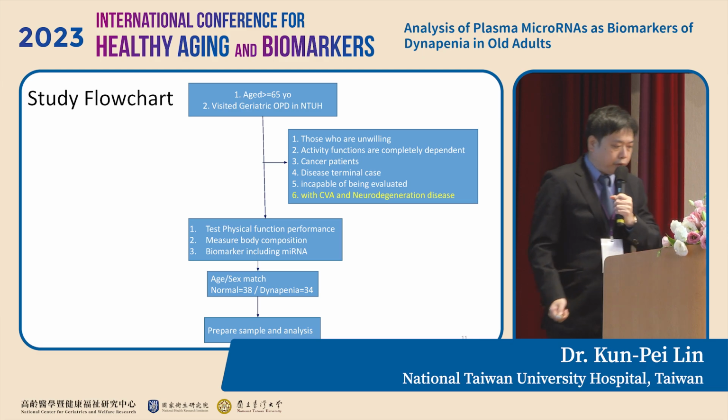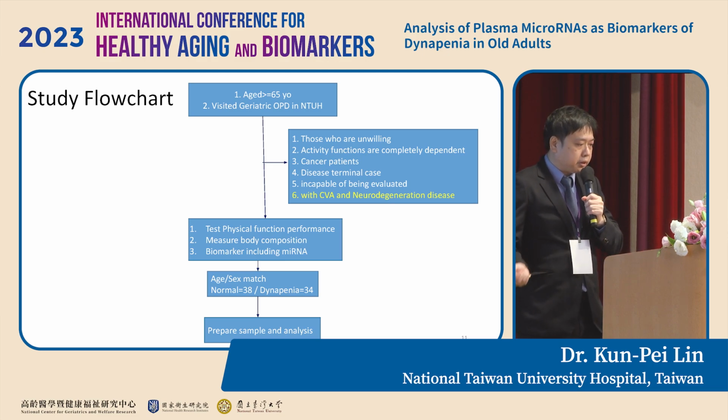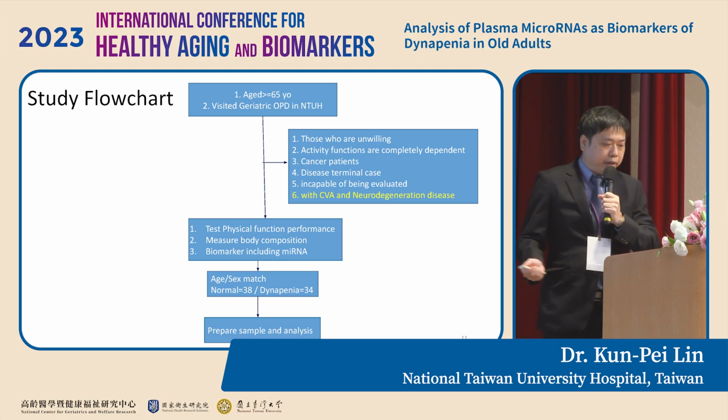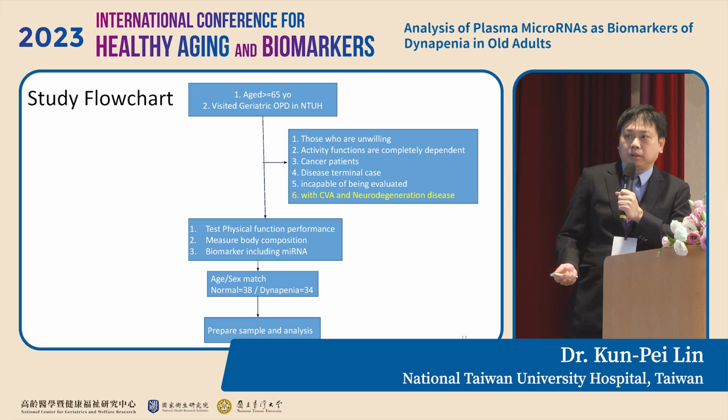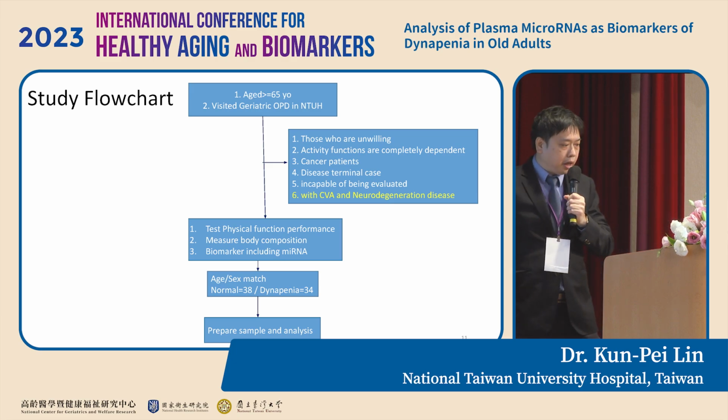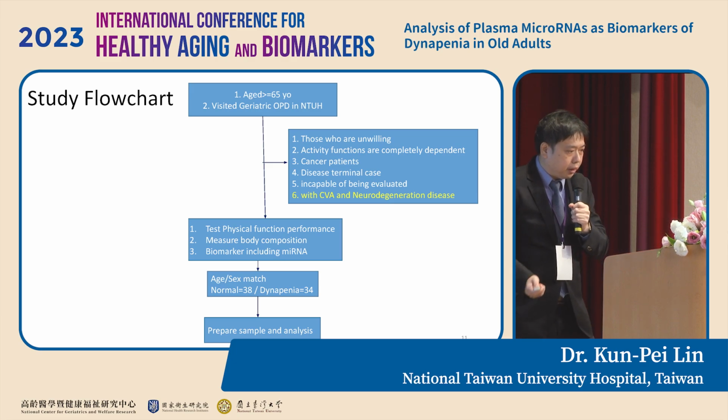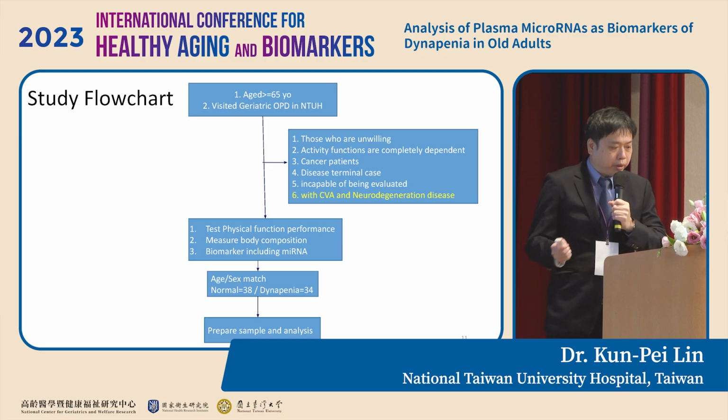And finally, we found the normal group is about 38%, and the dynapenia group is about 34%. They are all prepared as samples for the microRNA analysis.